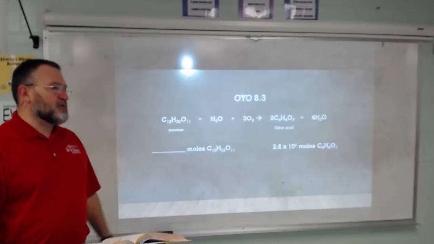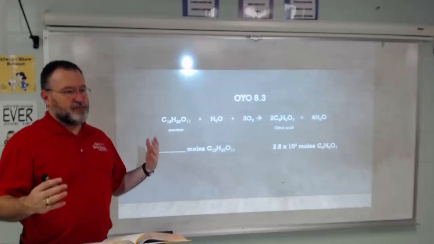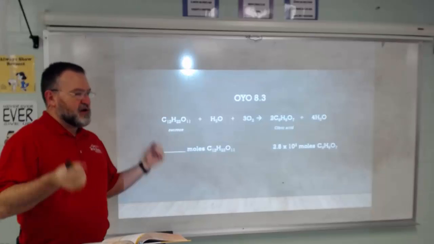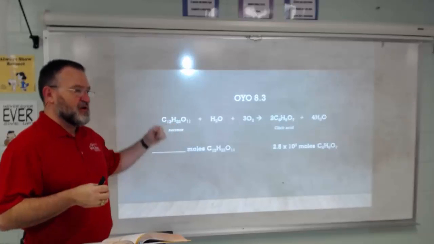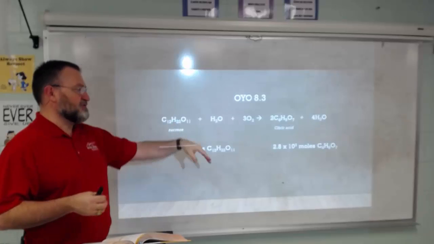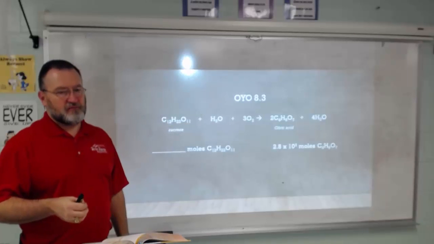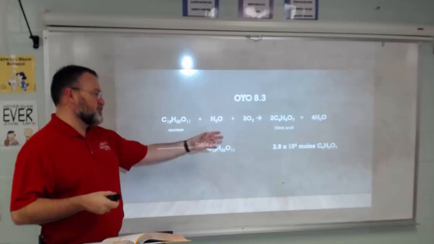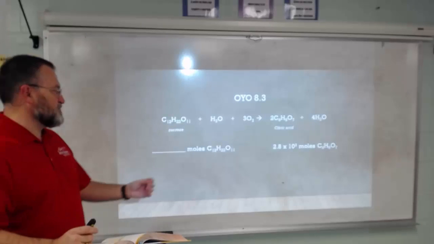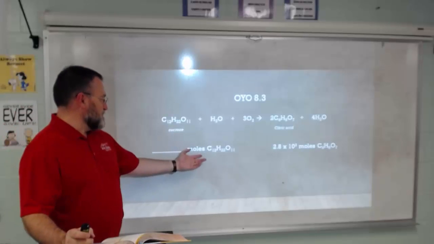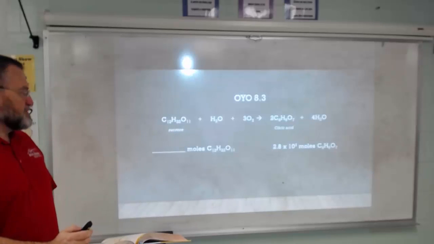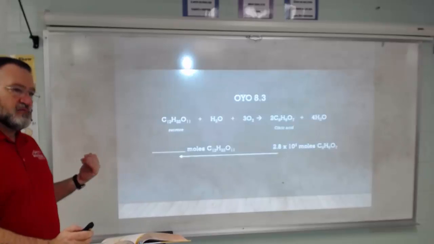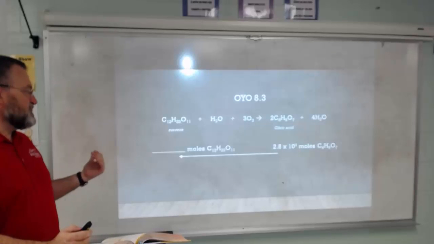But if I were putting together the perfect recipe, I'm not going to put any extra or too little. I want exactly the amount I need to have exactly that much. In other words, when I run this reaction, I don't want any reactants left over. I want everything to be product. Okay. So 2.8 times 10 to the fifth moles of citric acid relates to how many moles of sucrose moving in this direction, right? What's the relationship between my two molecules?